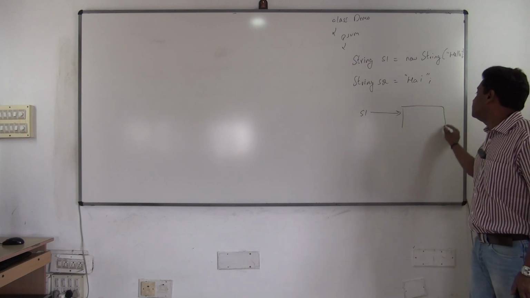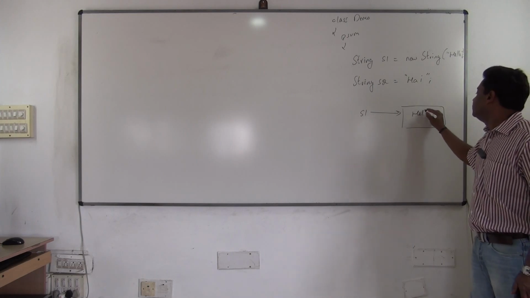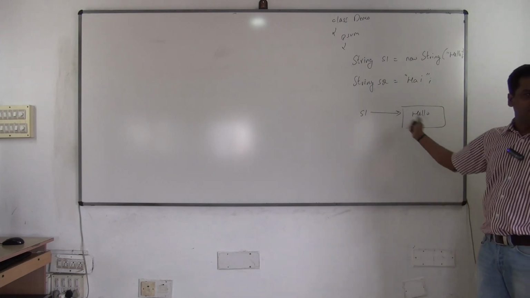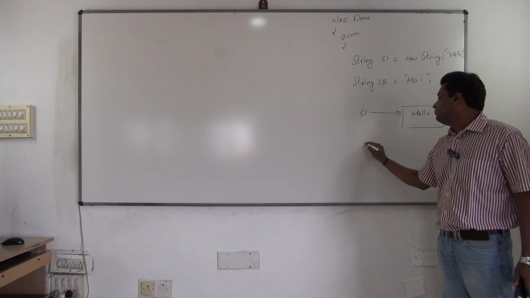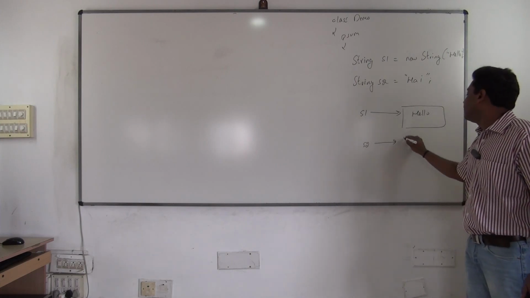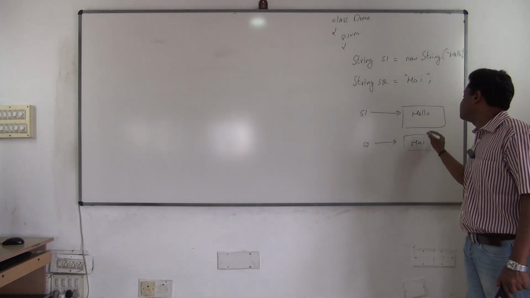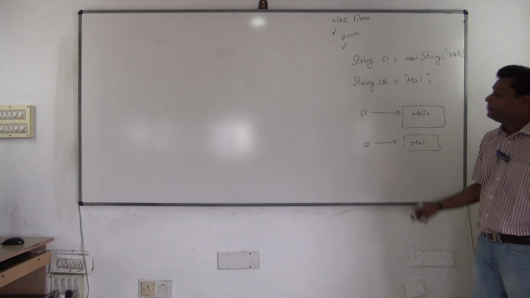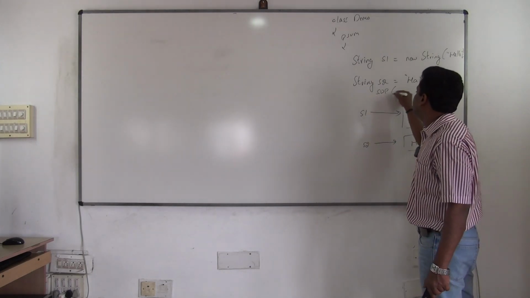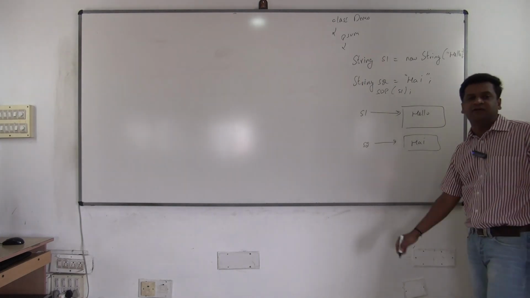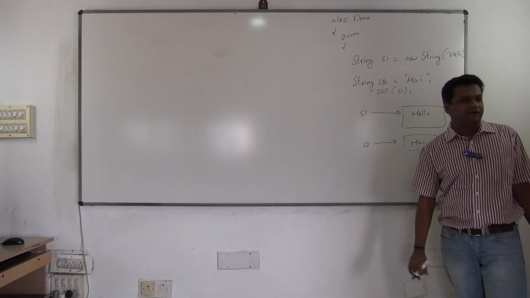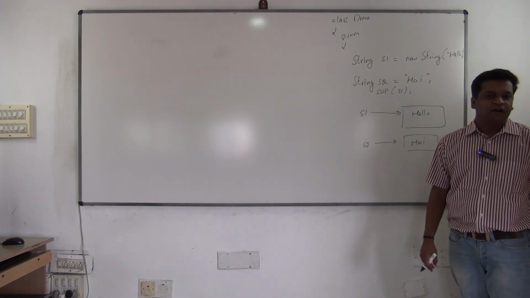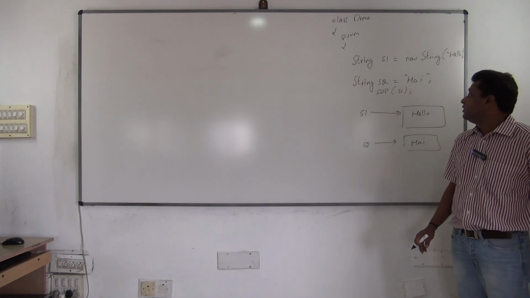As soon as I say s1 is equal to new String("hello"), one object is created like this, and the reference is given to s1. If I say s2 is equal to "hi", one more object is created like this and its reference is given to s2. And if you print SOP s1, that is very interesting. What will it print? Can you guess? It will not print the address. It will print hello only. Understood?